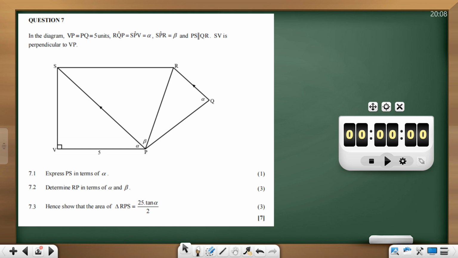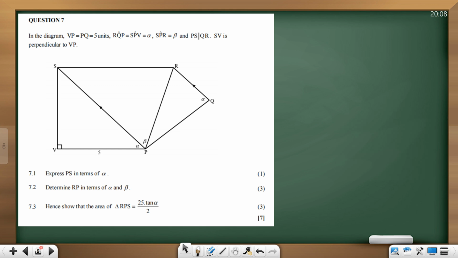Okay, guys, let's answer the last part of our trig. In the diagram, VP is equal to PQ. Okay, let's label it. VP is 5, which is also equal to PQ. I would just put my 5 there to make it very easy to see. Okay, and RQP is equal to SPV, which is alpha. That's given. We have our beta there, and those lines are parallel. SV is perpendicular, that is 90. Okay, so everything is there.